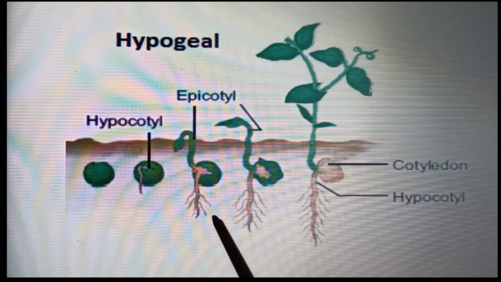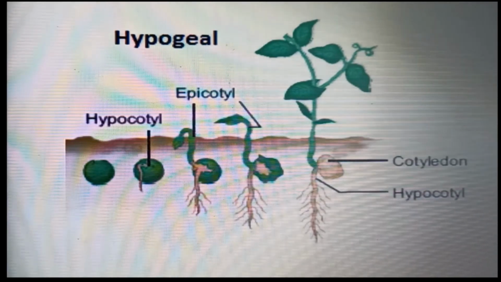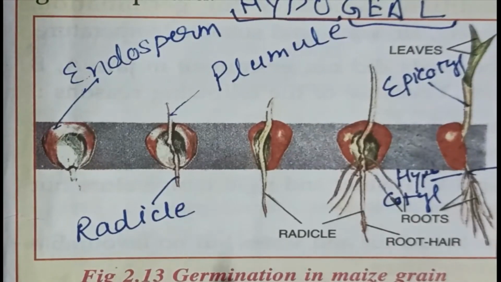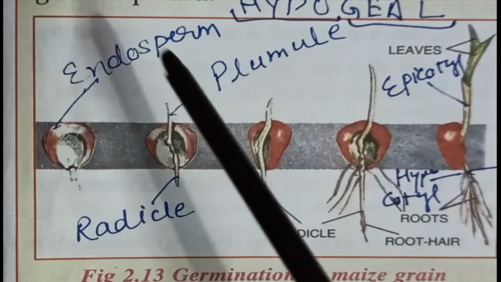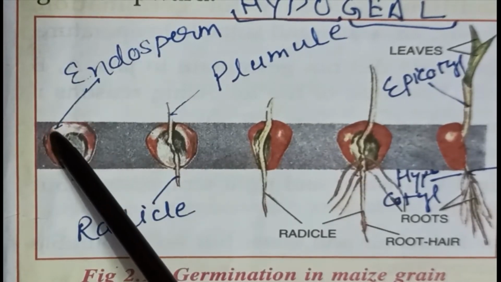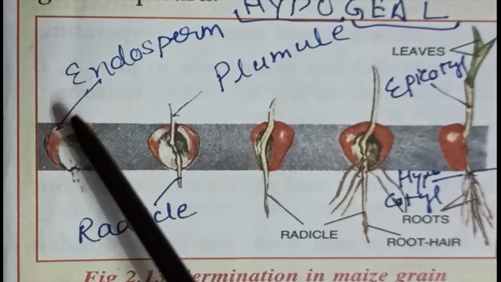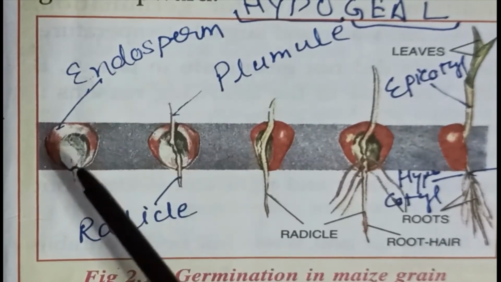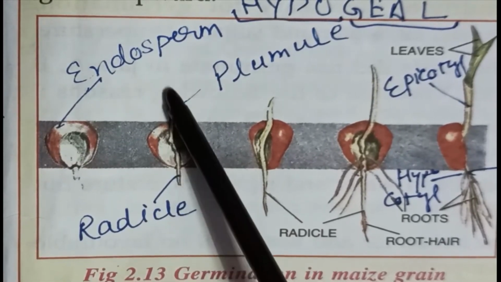The same thing happens in the maize grain. Now I am going to explain germination in maize grain. In maize grain, there is endosperm present, as I have explained in the structure of maize grain. The endosperm is the food stored in the maize grain. It is used as food by the plumule and radicle for growth.